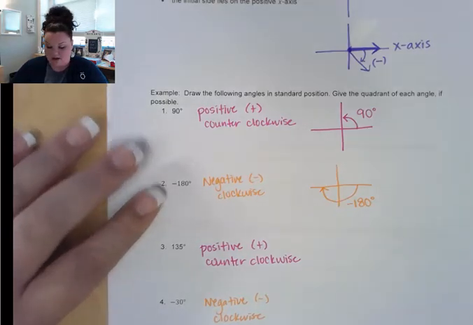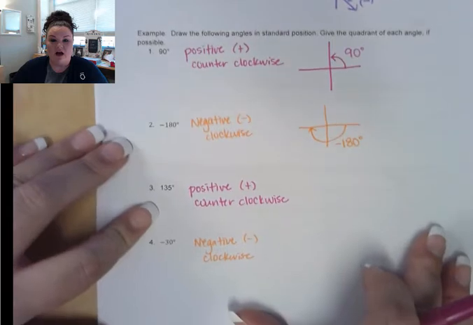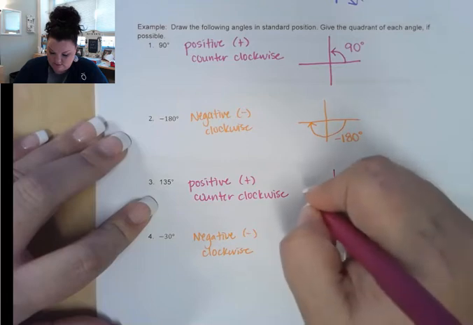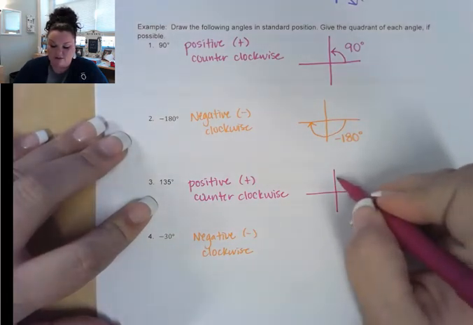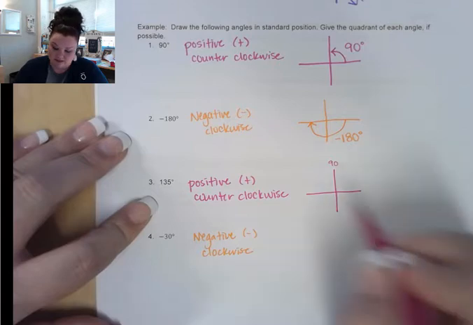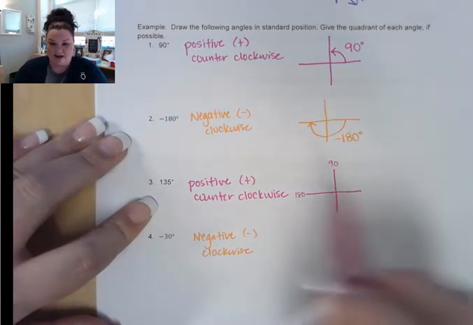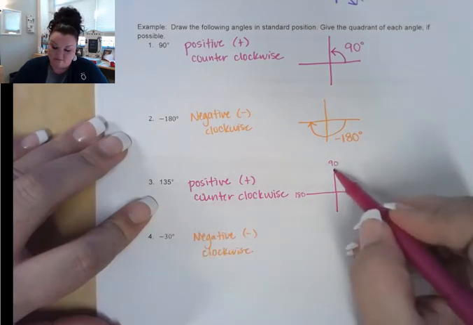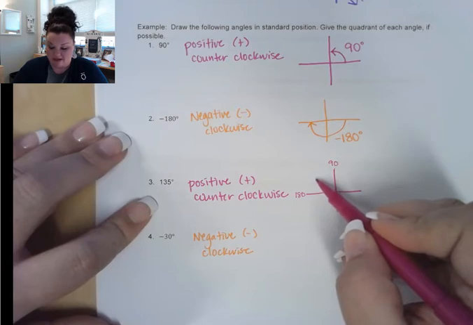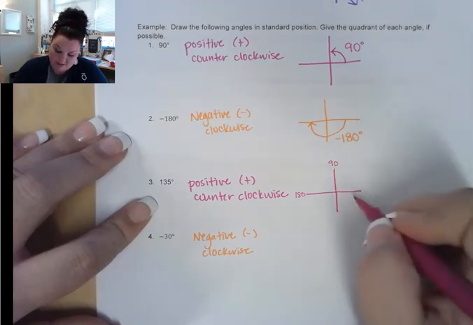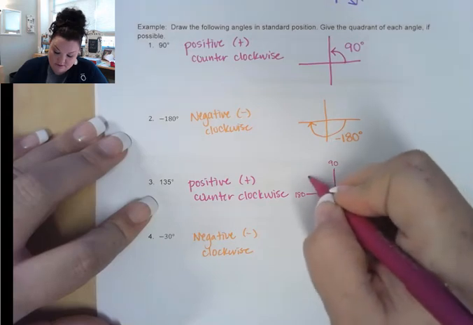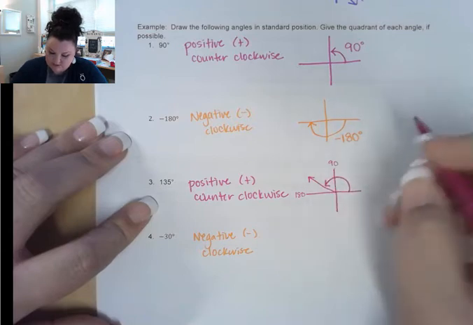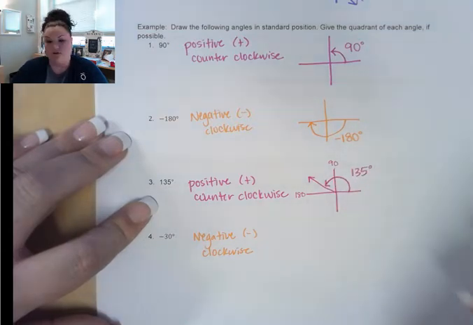Okay. Our next one is 135. 135 is positive, so we're going to go counterclockwise. Remember, if we go a little bit of the way, this gives me 90, this gives me 180, and I'm somewhere in between. 135 is 45 degrees past 90, so it's actually halfway in between. So I'm going to start over here and draw my ray out to show that this gives me 135 degrees.